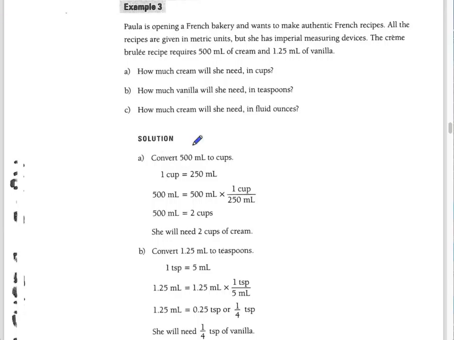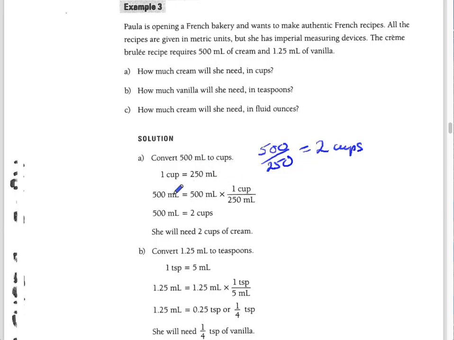If she has 500 ml of cream, if you think about it, 1 cup is equal to 250 ml. So you can see how many times 250 divides into 500. Quite simply, 500 divided by 250, because every 250 is a cup. So this tells us she actually has 2 cups.